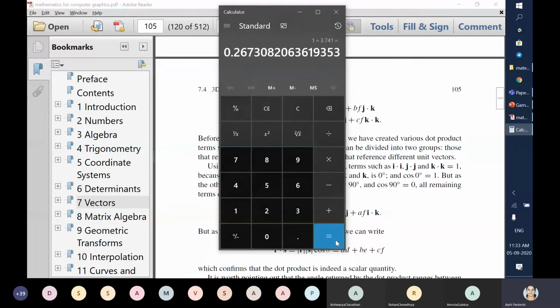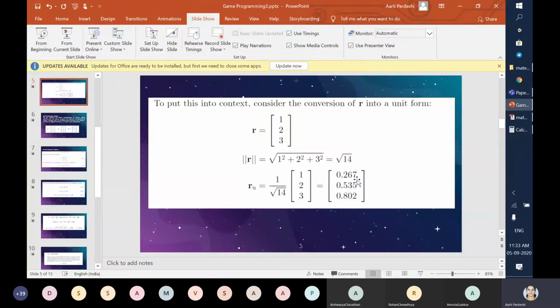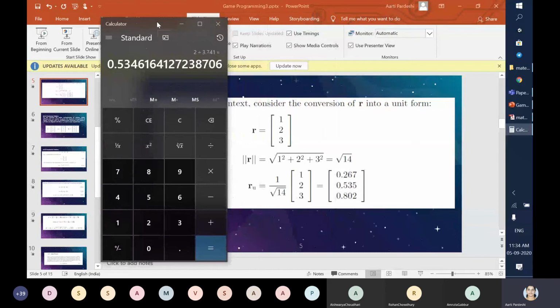Match this value with your PowerPoint presentation value. See here, 0.267. Now how are we going to calculate the second value? It is 2 divided by under root of 14. We know the value of under root of 14 is 3.741. So it is 0.5346, and here we are approximating it, so it is 0.535.